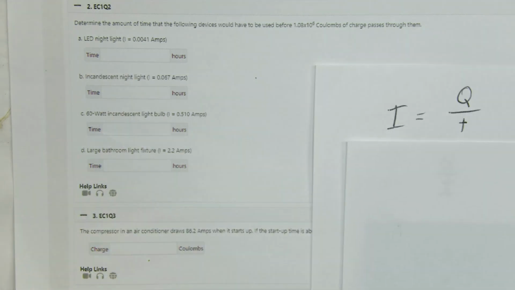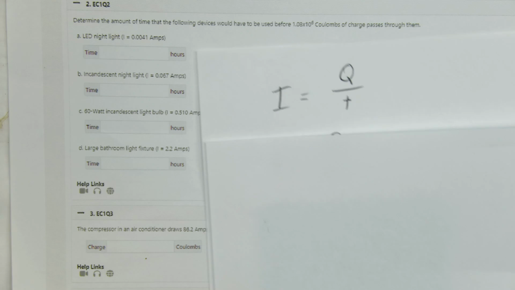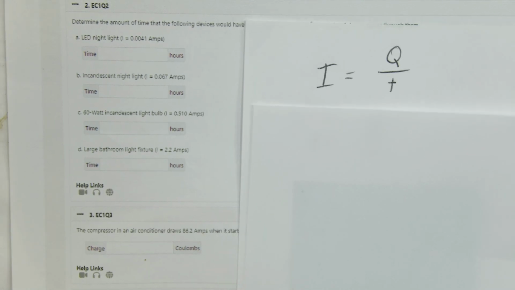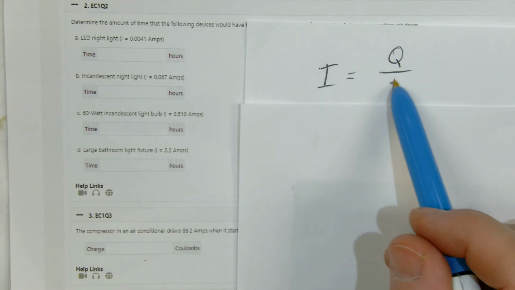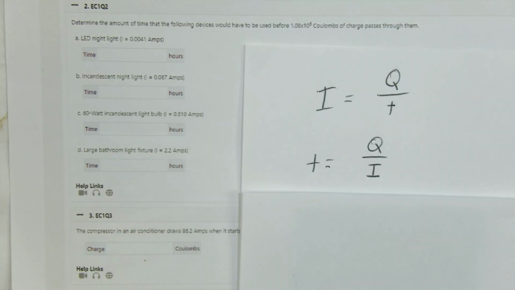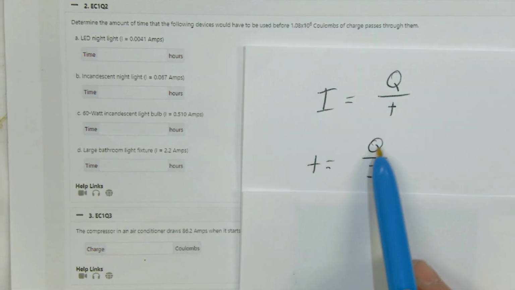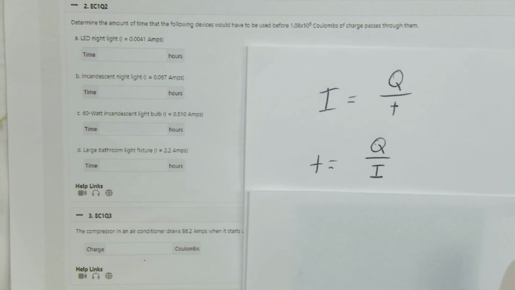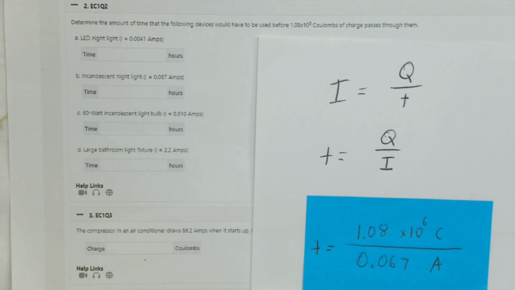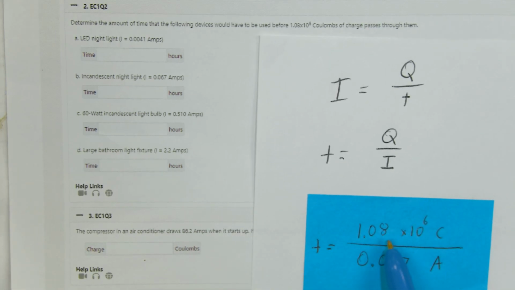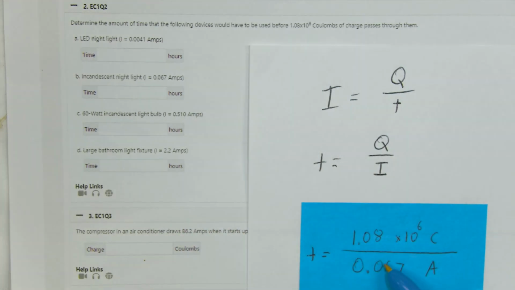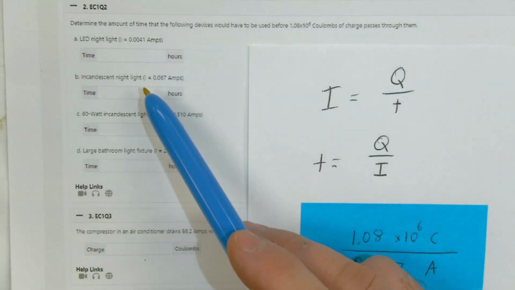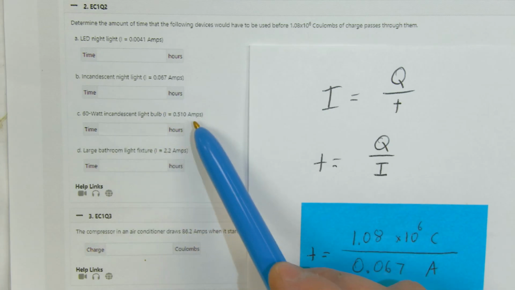So you start again with your same equation. Current equals charge divided by time. And then I would just rearrange this equation. And if you haven't noticed, anytime you have an equation like this, these two can always trade places. So if you trade those places, algebraically, this is sound. Time equals Q over I. Then we could substitute in what we know. Time is going to equal our charge, which it tells us up here, divided by our current, which it gives us as each individual current over here.